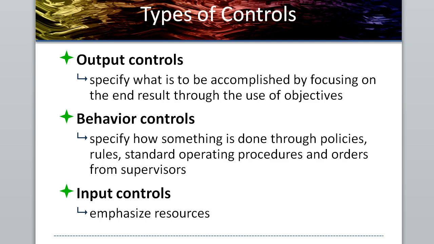Behavior controls are going to specify how things are going to be done through standard objectives, policies, rules, operating procedures from supervisors. So the company and supervisors will set up guidelines or standard operating procedures, and that's to control employees' behavior during the work process.